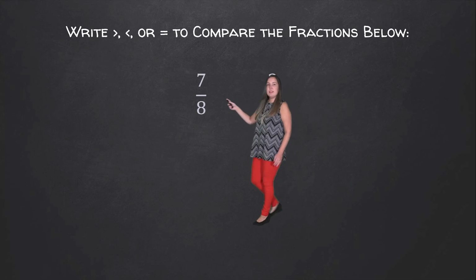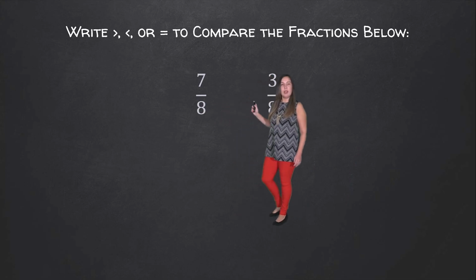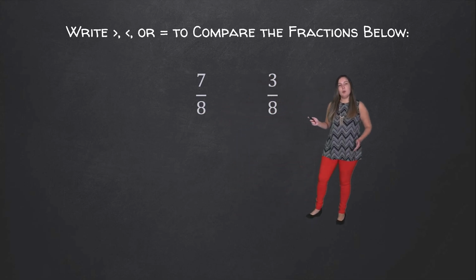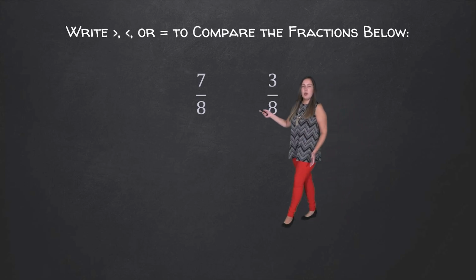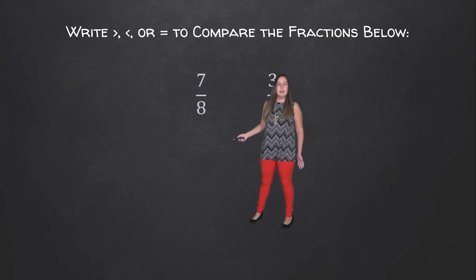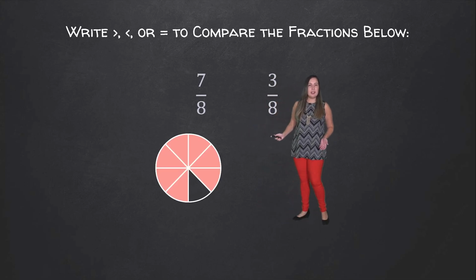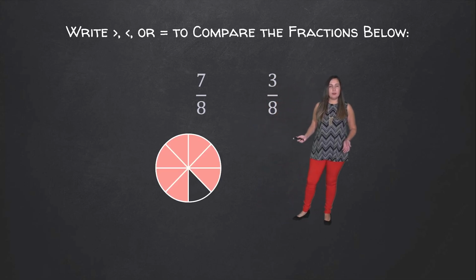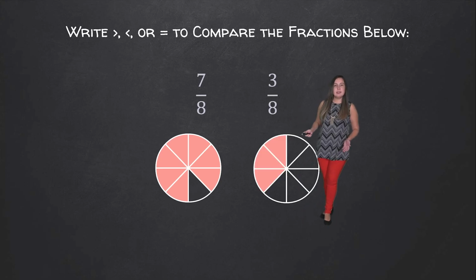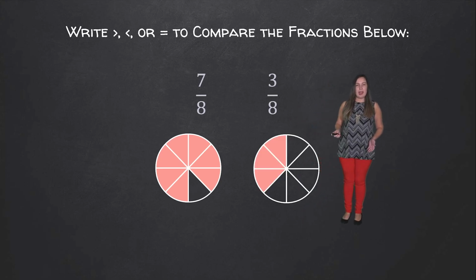To get us started, we have two fractions here. We have 7/8 and we have 3/8. And we want to use one of those symbols to compare these two fractions. So let's take a look at the fractions we have. Because they're out of 8, we could think of pizza slices. So if we have 7/8, that's like having 7 out of 8 pizza slices left over. If we have 3/8, that's like having 3 out of 8 pizza slices left over.